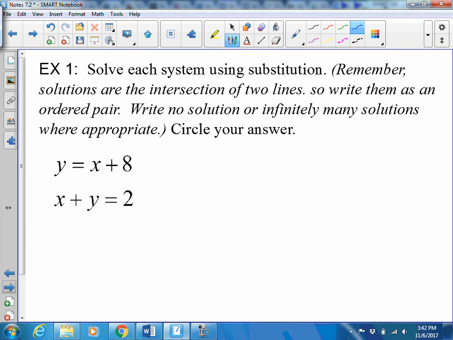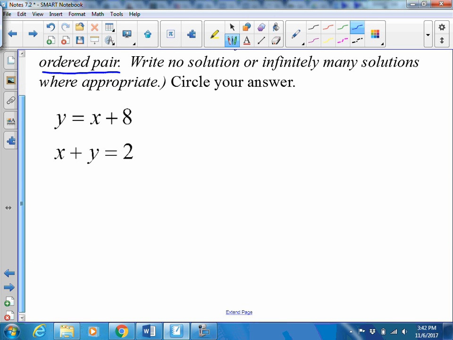All right, example 1. We're going to solve the system by substitution. Remember, solutions are the intersection of 2 lines. So write them as an ordered pair. We're going to write no solution or infinitely many solutions if we need to. Now, when I look at this example, I see that y is isolated. So wherever I see a y in the second problem, I can substitute x plus 8 in for y because they're equivalent. So when I go to write out the second problem, I'm going to have x plus, and I'm going to plug in the value of y, and then rewrite the rest of the equation. So all I did is substitute x plus 8 in place of y.